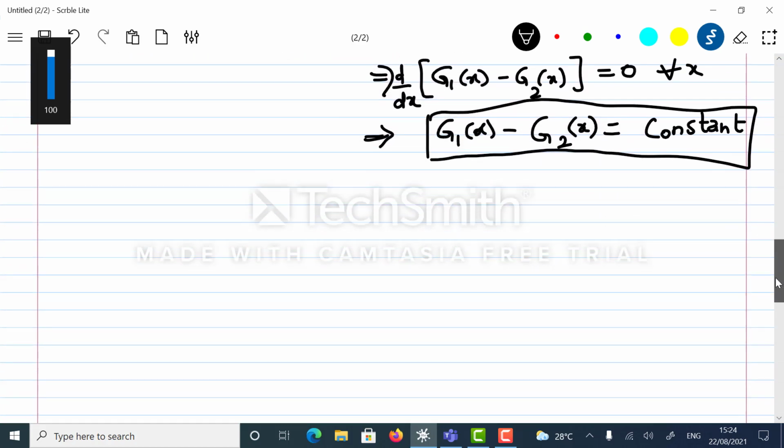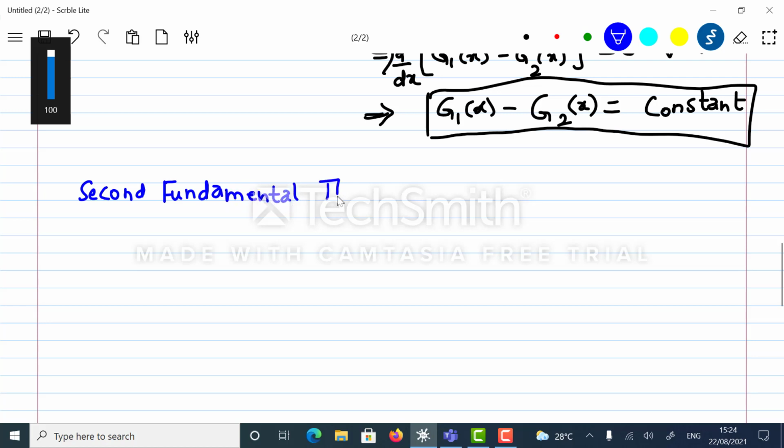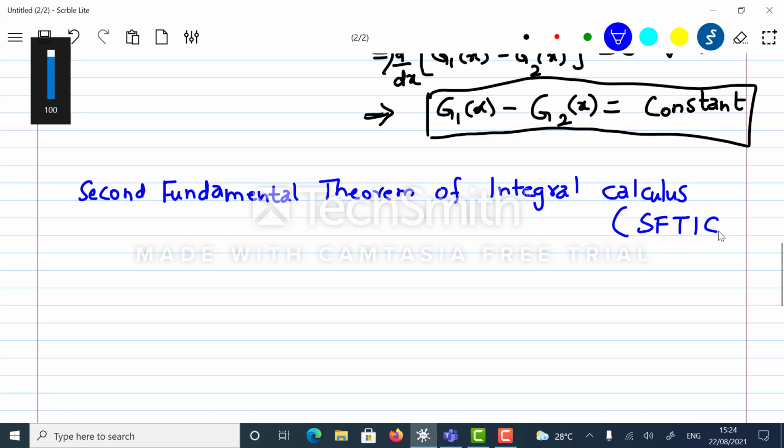Now let me prove the second fundamental theorem of integral calculus. So before proving, let me state the statement. So, the second fundamental theorem of integral calculus. We will abbreviate it as the second fundamental theorem of integral calculus. So let's write down the statement.